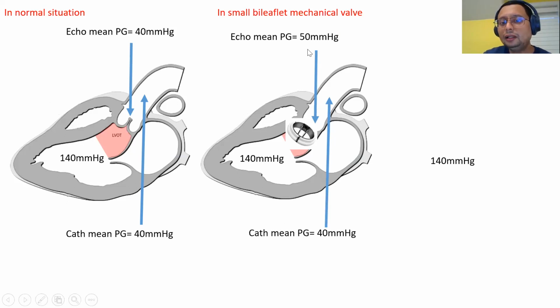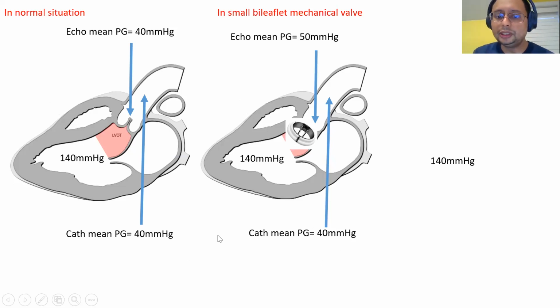You measure by echo, the mean gradient is 50. But you measure by catheter, the mean gradient is 40. That means that there is 10 millimeter mercury of potential energy that is recovered from here to here. Okay, in this situation, the one that better reflects the hemodynamic burden felt by the patient is the catheter mean gradient. So that is one situation.